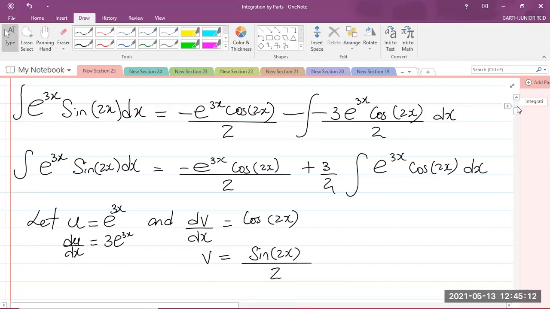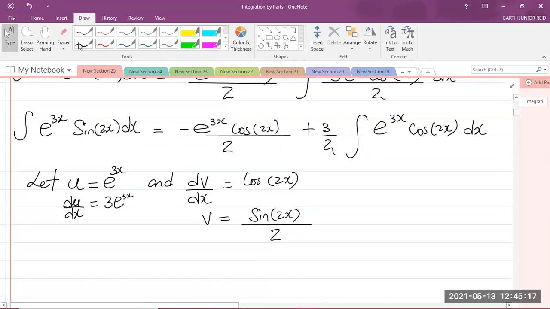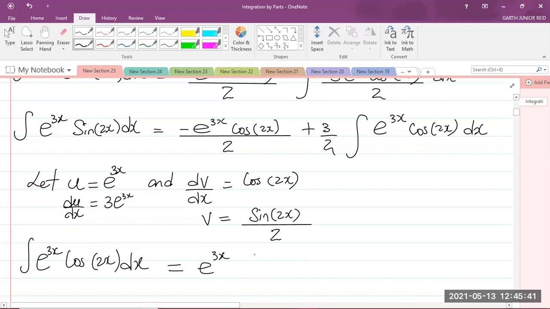Okay, so let us now calculate the integral of e to the 3x times the cosine of 2x. All right, let's do that here. So now we want the integral of e to the power of 3x times the cosine of 2x dx. Okay, so that is going to be equal to u times v. So I'm going to multiply the e to the 3x by the sine of 2x over 2. When I do that, I will get e to the power of 3x multiplied by the sine of 2x, and I'm going to divide that expression by 2.